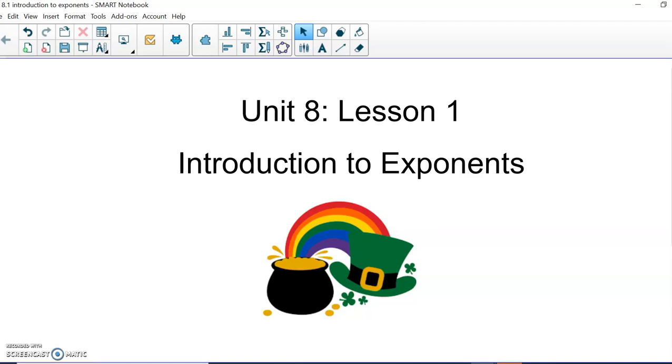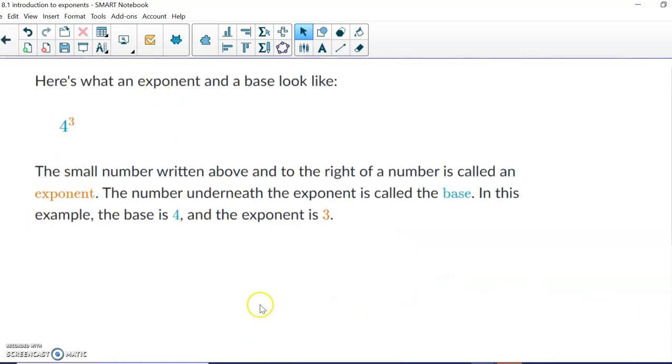This is Algebra 1, Unit 8, Lesson 1, an Introduction to Exponents. So let's just review the vocabulary for exponents. In this case, we have 4 to the third power. The 4 is called the base, and the 3 is called the exponent. It's read 4 to the third power, or you can say 4 cubed.